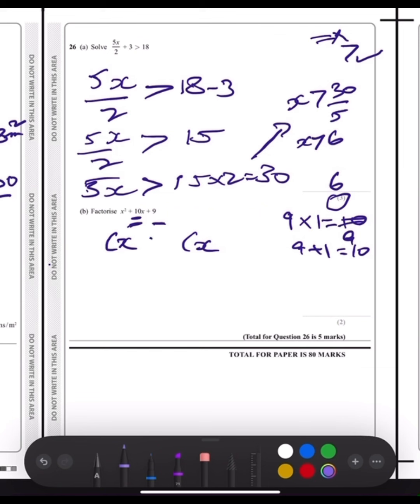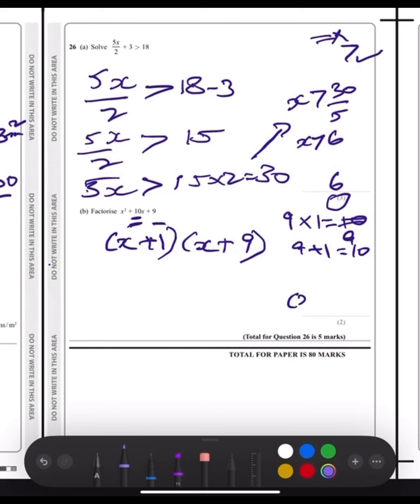Now we know they both are positive, so the answer is also going to be positive, because here we can see we've got a positive 10x, so the numbers do not need to be changed into negatives. So clearly in this one it was a rather simple question. It will remain positive, and the numbers will be x plus 1 and x plus 9. This will be your answer.